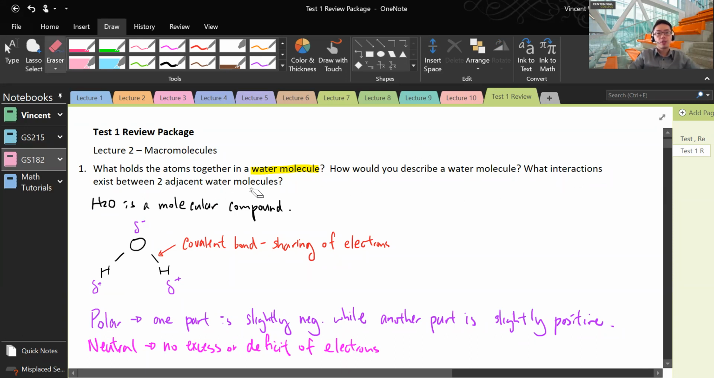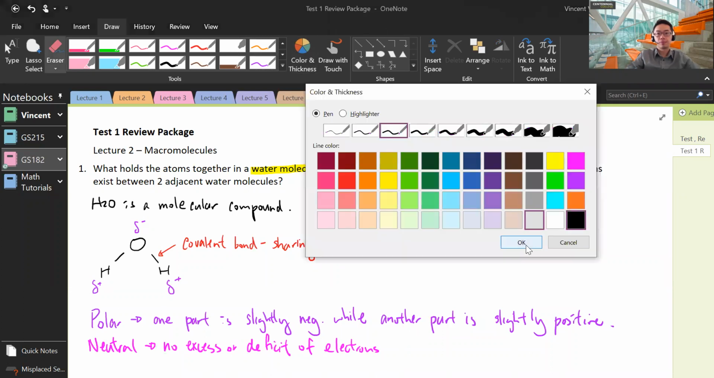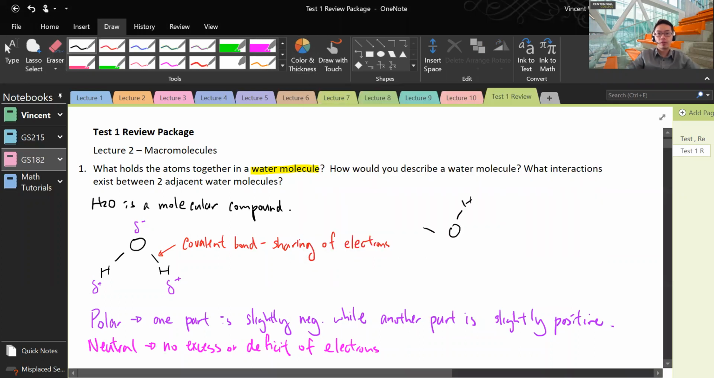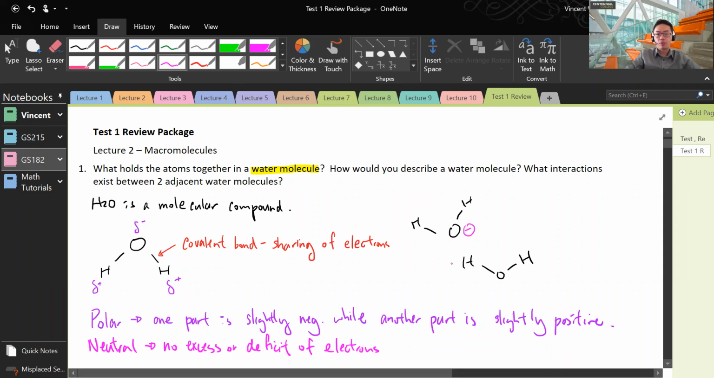What interactions exist between two adjacent water molecules? We also talk about that. If I have one H2O here, and then I put another H2O nearby, the slightly negative oxygen will be attracted to the slightly positive hydrogen of another water molecule. And there, you have what we call a hydrogen bond. Hydrogen bond. That's it for the first question.